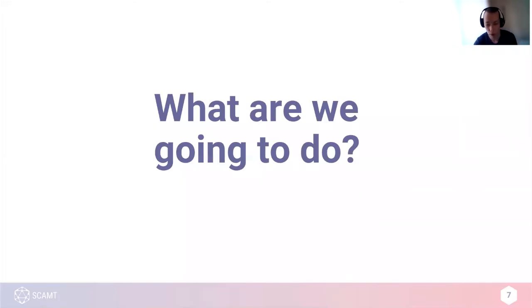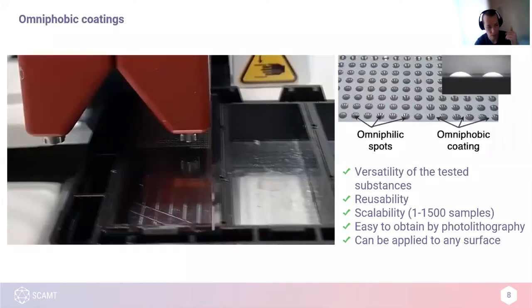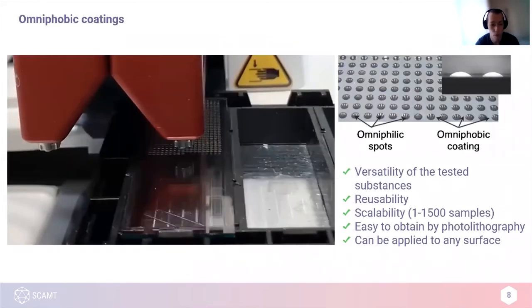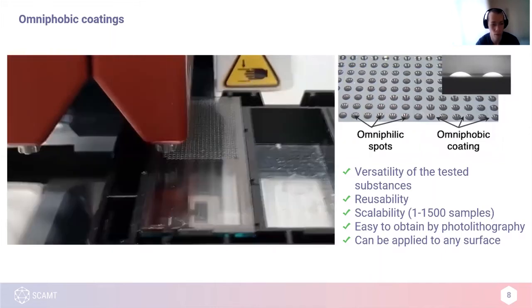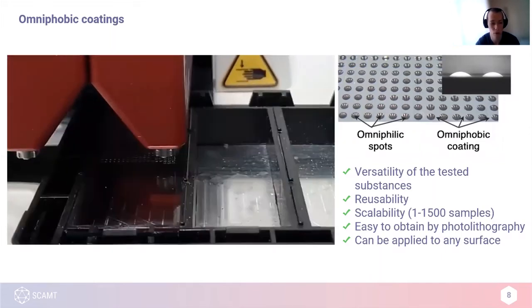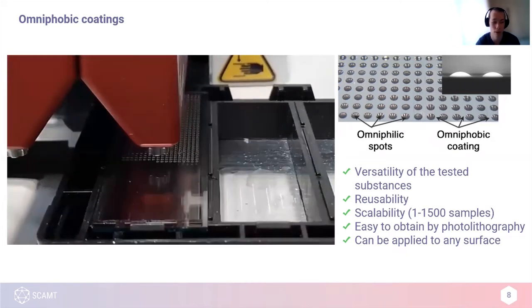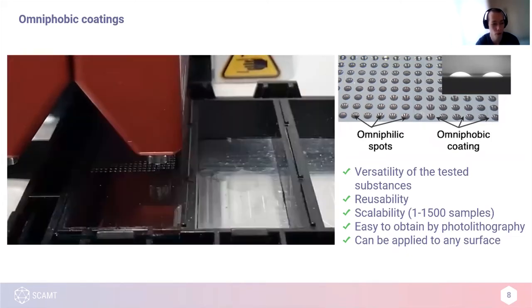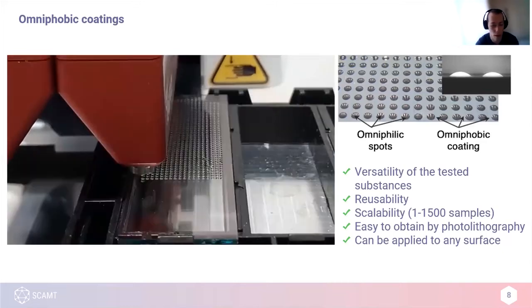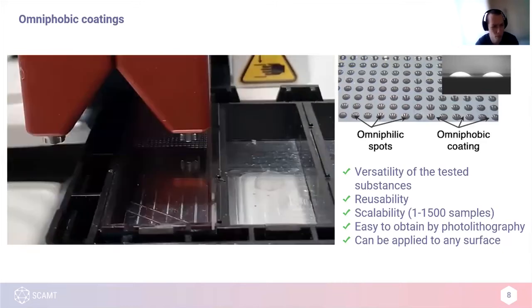But what are we going to do here in SCAMT? We're going to move from hydrophobic coatings to omniphobic coatings. Omniphobic coating is something that incorporates both features of oleophobic and hydrophobic. So they have some common features with hydrophobic coatings like scalability, easy to obtain, can be applied to any surface and so on, but it also has some advanced features like versatility, reusability, and so on.